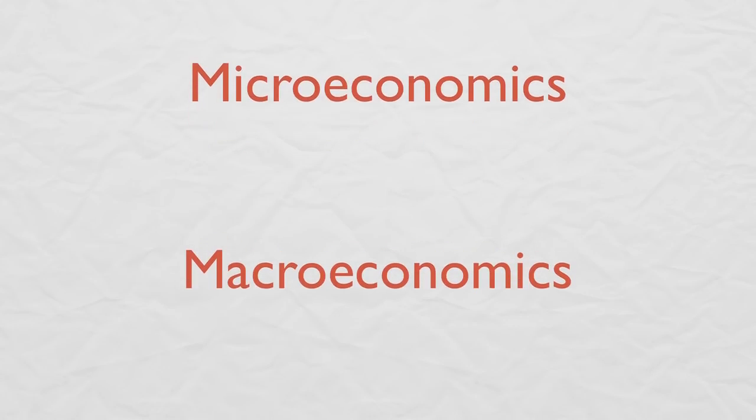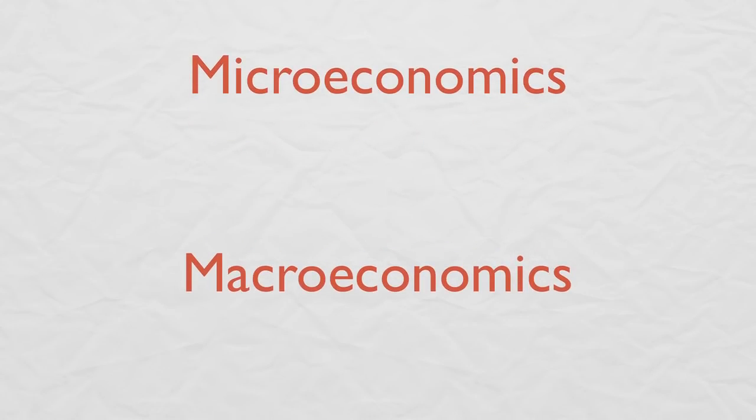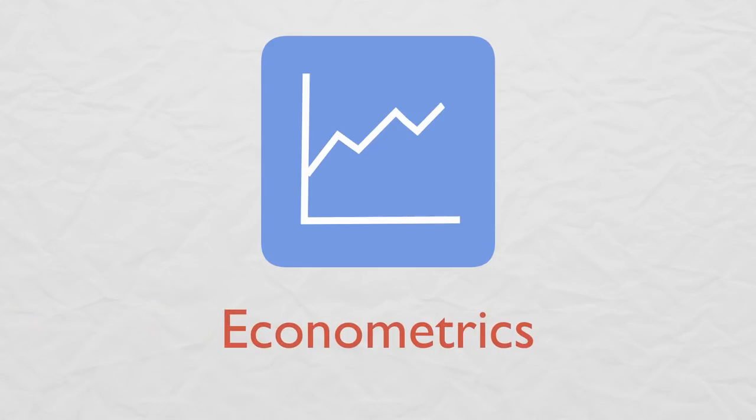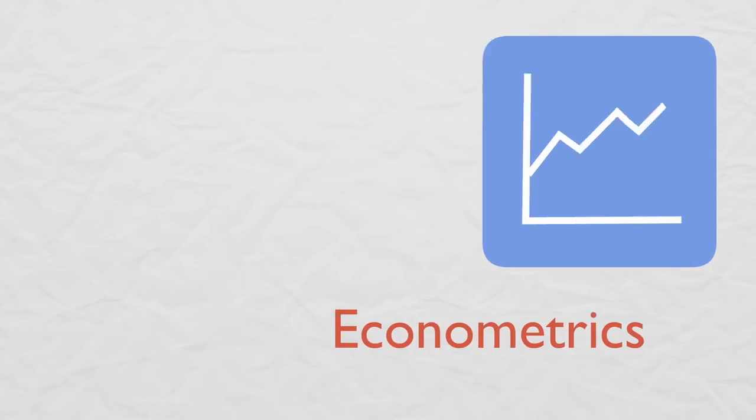Economics is also divided into microeconomics and macroeconomics. Microeconomics studies the behavior of individual agents and markets, while macroeconomics studies the behavior of the entire economy. Economists also have their own branch of statistics called econometrics that specializes in analyzing economic data. Since economic data usually comes from the real world and not from controlled experiments, econometrics faces mathematical challenges that other fields might not.